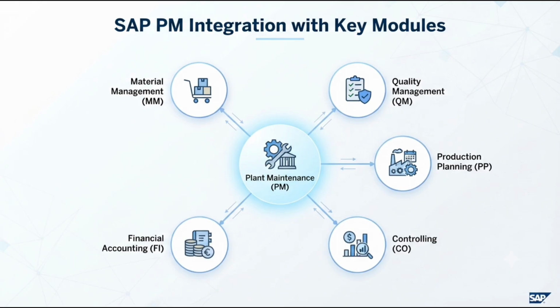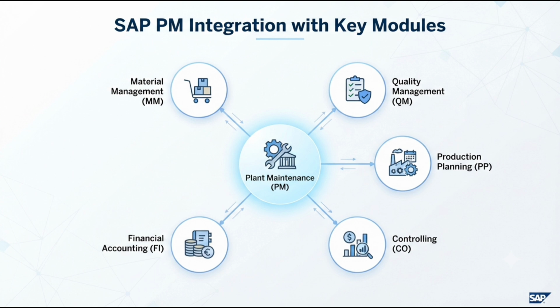It is tightly integrated with several other SAP modules to create end-to-end business processes. With materials management, spare parts can be reserved and issued directly from work orders. With controlling, all maintenance costs are collected on cost centers or internal orders for detailed analysis. With financial accounting, the costs ultimately flow into the general ledger.